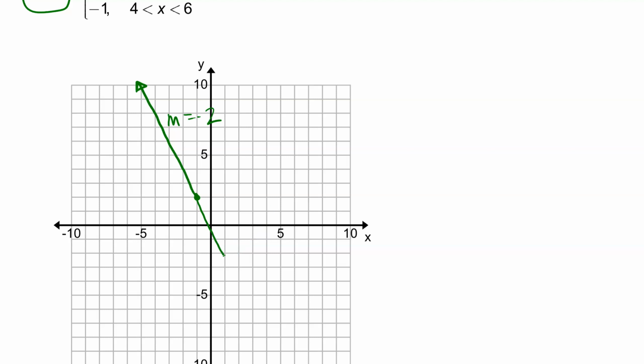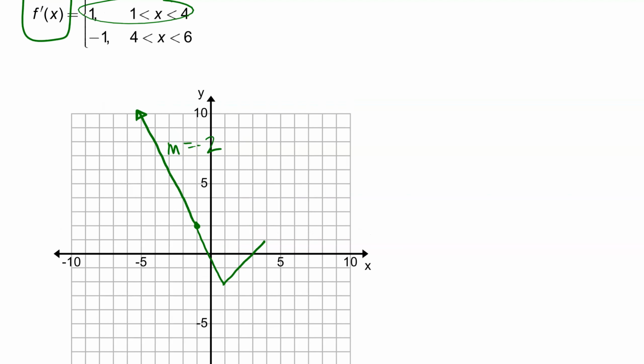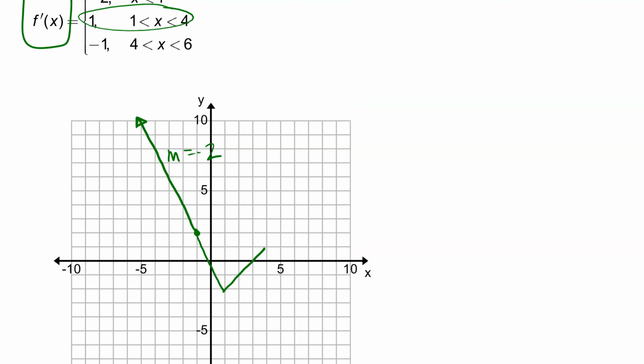Wait, how is it the slope? I thought it was f prime of x. F prime is the derivative of my function. Derivative is slope. I didn't even see that. This is so difficult. Then from 4 to 6, it's a slope of negative 1. There. That's continuous, because look, I don't have holes in the points I'm changing.